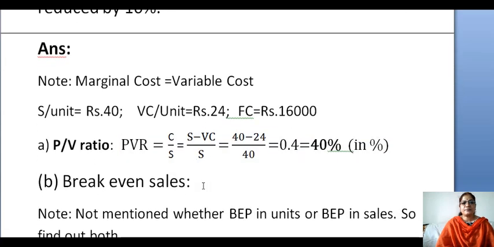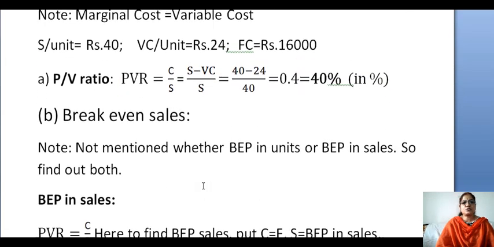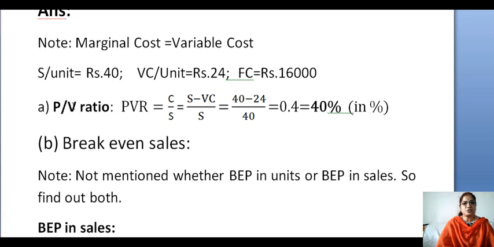Next, first thing to be calculated is PV ratio. PVR is equal to C by S. I already told you this is a mantra. C can be used in two ways. Either you can look at it as C is equal to P plus F, or you can look at it as C is equal to S minus VC. So if S and VC per unit price are given like this, then you go for C by S, that is S minus VC by S.